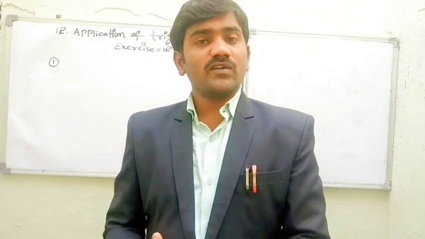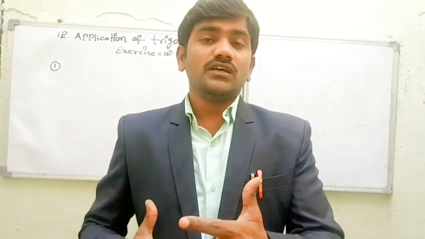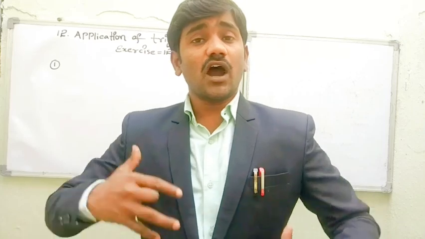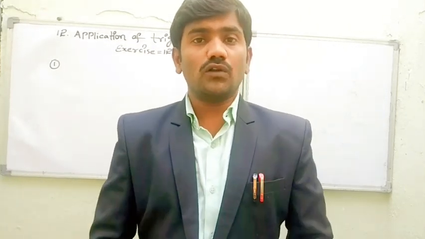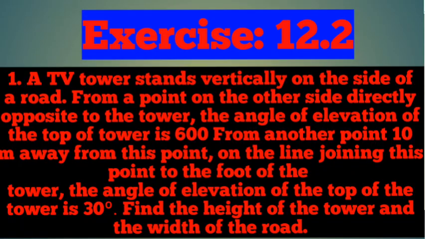In exercise number 1 we got only one right angle triangle in the diagram. Here, in the same diagram, we get two triangles actually. So let us see how the questions will be and how we need to solve them. Let us see with example number 1. Let's see the question now.